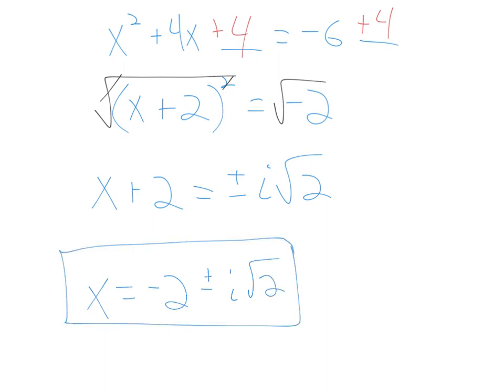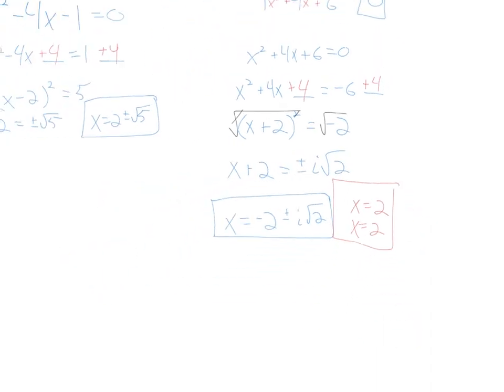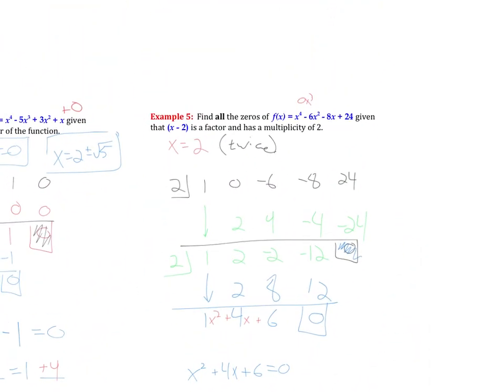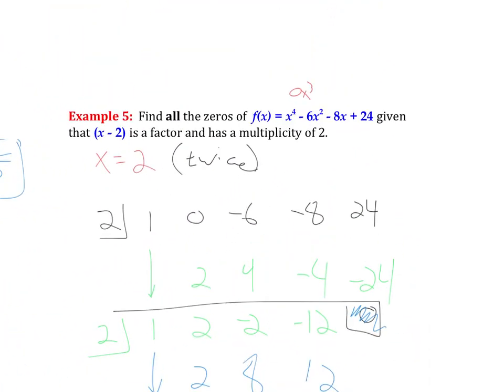So this counts as 2 separate answers, right? The plus or minus counts as 2 separate answers. And then my other solutions were x equals 2, and then x equals 2 again, because it had a double multiplicity. It had a multiplicity of 2. So right there, folks, we've got our 4 total answers. This was a 4th degree polynomial. 4 answers should have been expected.